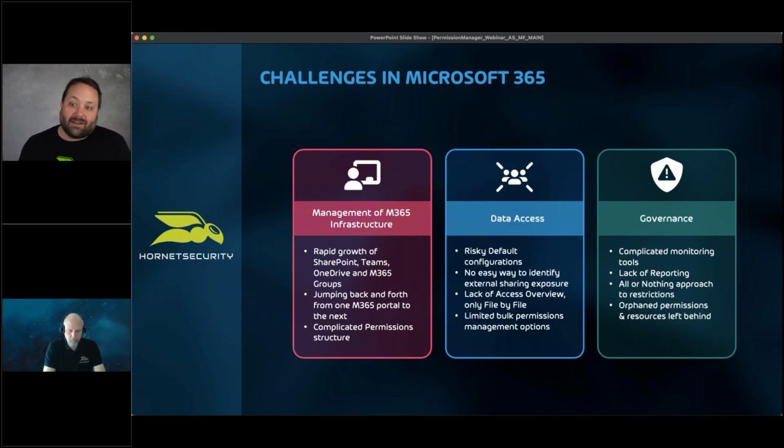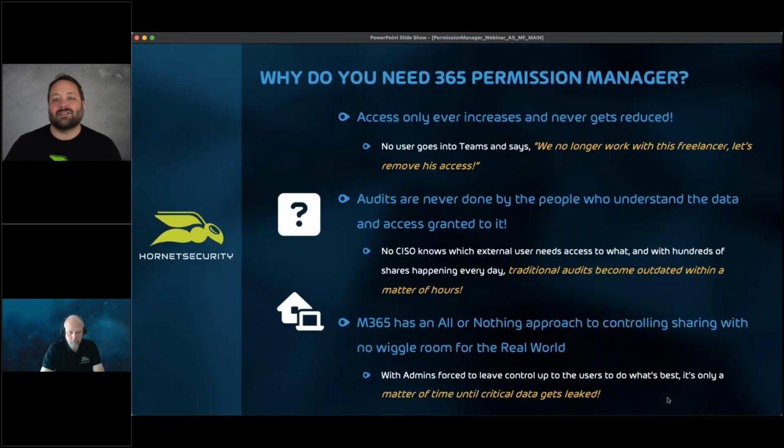And right now, inbox with 365, it's complicated, it's difficult, there's a lack of reporting. For many settings, there's an all or nothing approach. External sharing, I'll get into this a little bit more in a slide or two, but it's either on or off. There's no in between, which becomes a problem if you're working with external freelancers. And orphaned permissions: somebody leaves the organization or somebody changes groups within Azure AD, whatever, and there's orphaned permissions that get left behind, and there's no easy way to check those either. So a lot of challenges there, right?